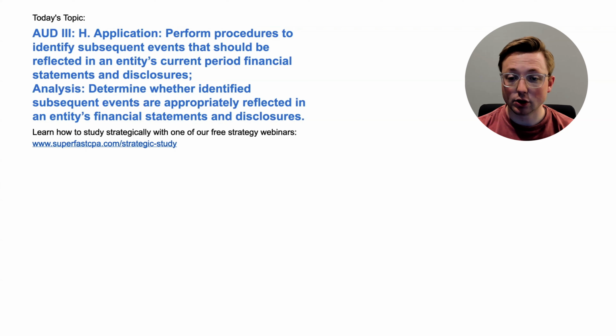I'm Logan, and in today's video, we're actually going to be covering two topics because they are pretty much directly related, and I figured it would be easier to just teach them at the same time. So this is in Audit Area 3, Section H. The first topic is application: perform procedures to identify subsequent events that should be reflected in an entity's current period financial statements and disclosures. And the second topic is analysis: determine whether identified subsequent events are appropriately reflected in an entity's financial statements and disclosures.